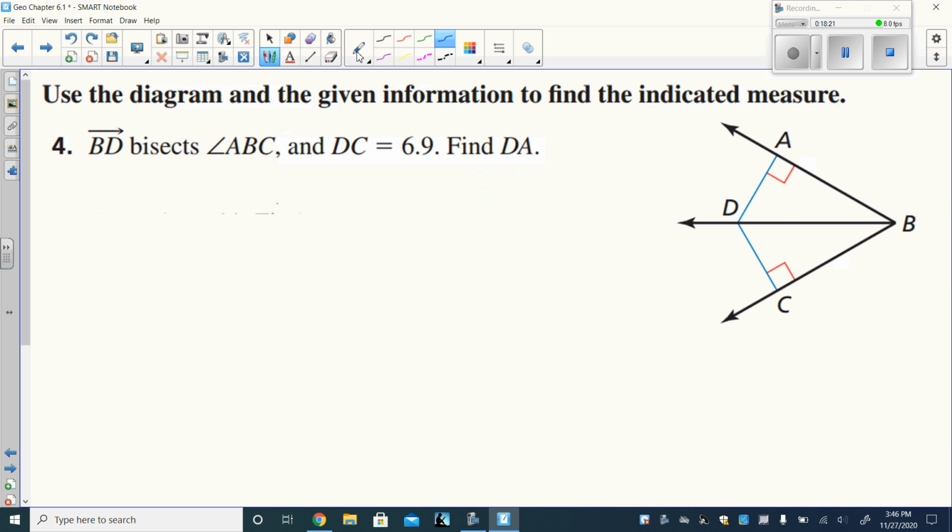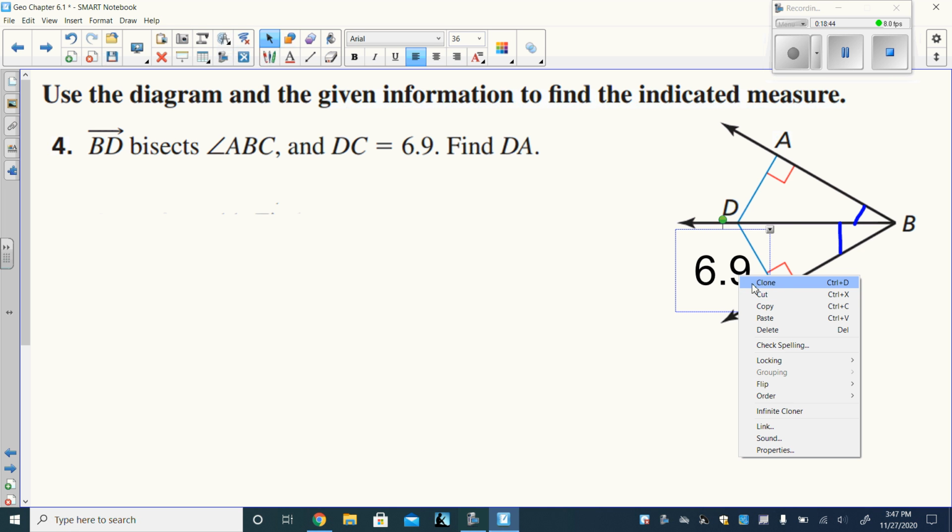So when we look at this here, BD bisects angle ABC. So this is the angle bisector. It means these two angles are congruent. Then it tells us that DC is 6.9, and we want to find the value of DA. Well, if DC is 6.9, because of our angle bisector theorem, it means that DC and DA are congruent.